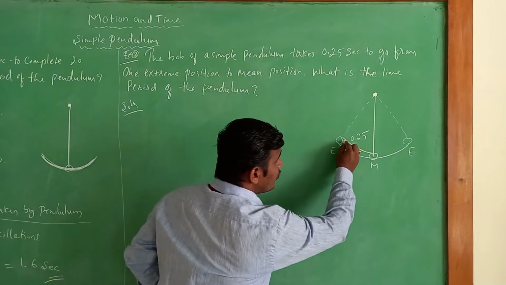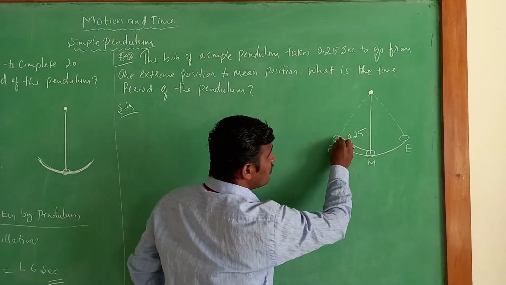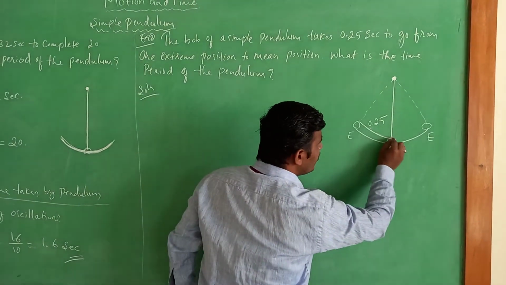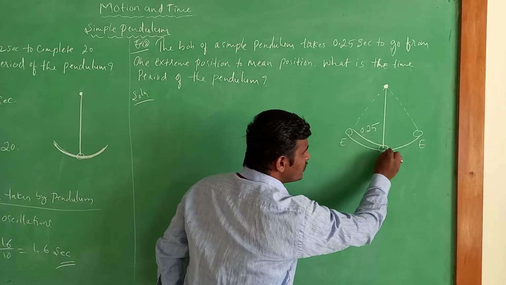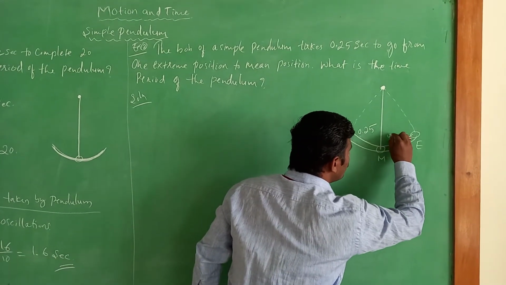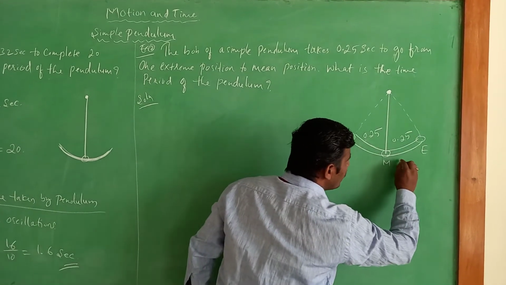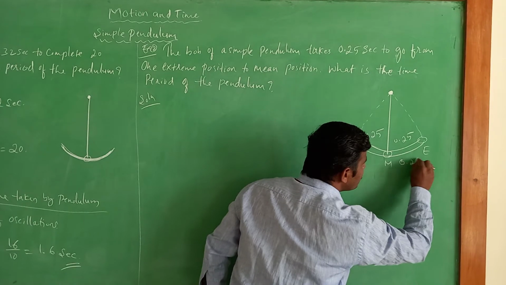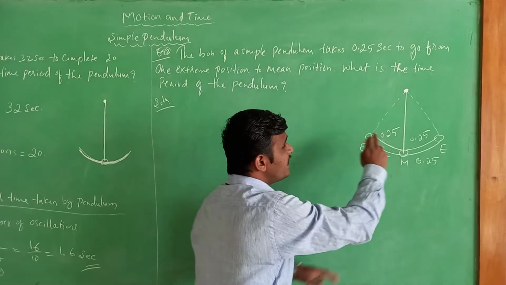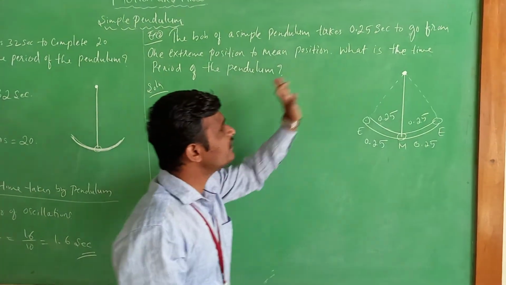To calculate the time period of this pendulum, we have to measure a full cycle. From one extreme position to the mean position, then again from the mean position to the other extreme position, it takes the same time, 0.25 second. Then from the extreme position back to the mean position takes 0.25 second, then the mean position to the extreme position takes 0.25 second. Then it completes one oscillation. That is the time period of this pendulum.